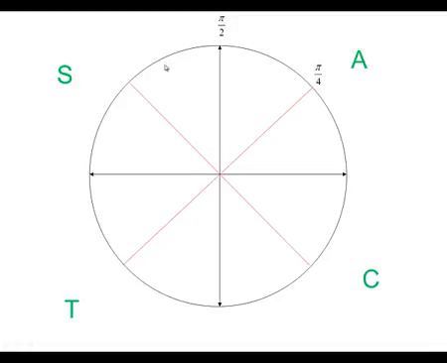After 2 pi over 4, we would have 3 pi over 4. Then 4 pi over 4, which is pi. 5 pi over 4. 6 pi over 4 is 3 pi over 2. 7 pi over 4. And 8 pi over 4, which is 2 pi. So get those ones labeled first.